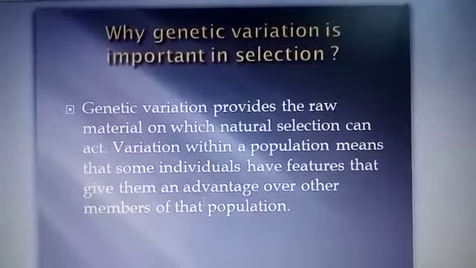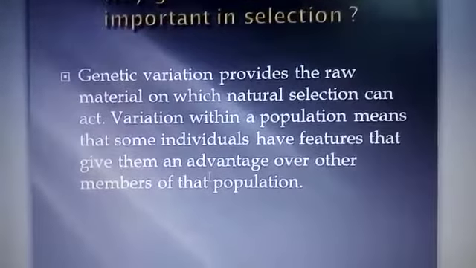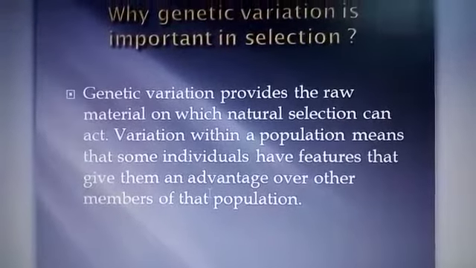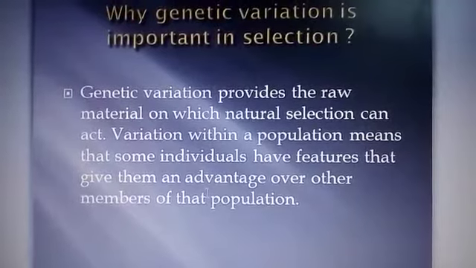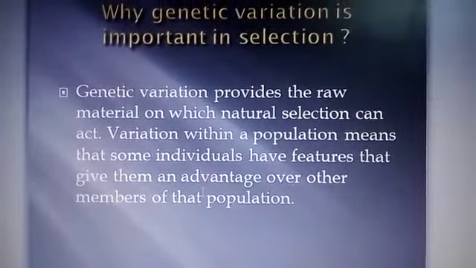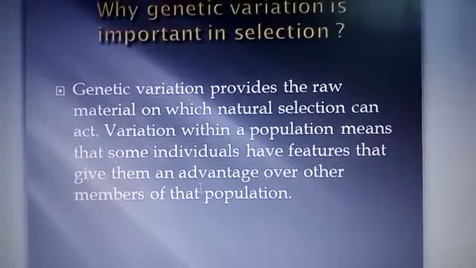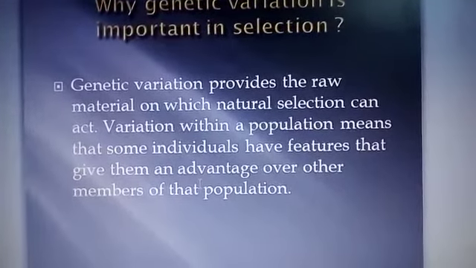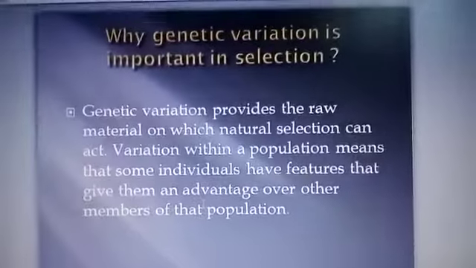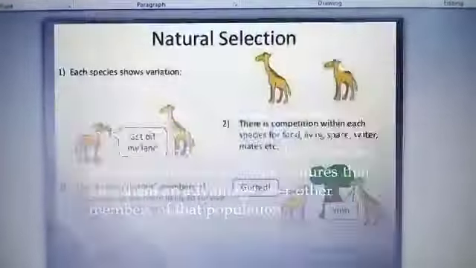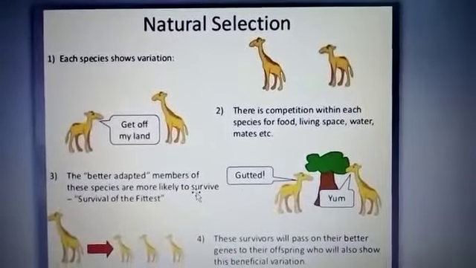Why is genetic variation so important in selection? Genetic variation provides the raw materials on which natural selection can act. Variation within a population means that some individuals have features that give them an advantage over other members of that population, which will lead to the survival of the fittest.